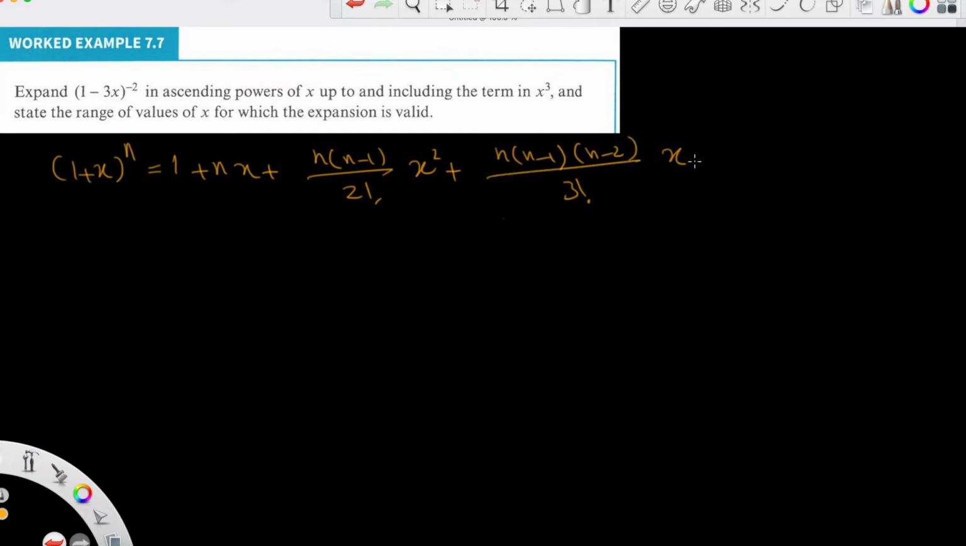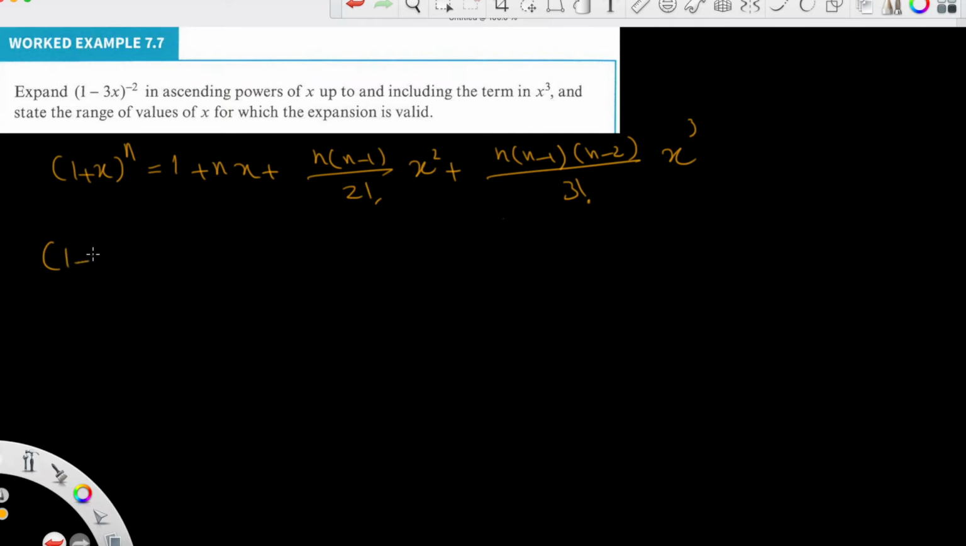Example 2.7: expand 1 minus 3x to the power of -2 in ascending powers of x up to and including the term in x cubed, and state the range of values of x for which the expansion is valid. I first write the formula of the expansion of 1 plus x to the power of n. It will be 1 plus nx plus n times n minus 1 over 2 factorial x squared plus n times n minus 1 times n minus 2 over 3 factorial x to the power of 3. As it says up to x cubed, there is no need to continue. So n is replaced by -2, and x by the second term, which is -3x.